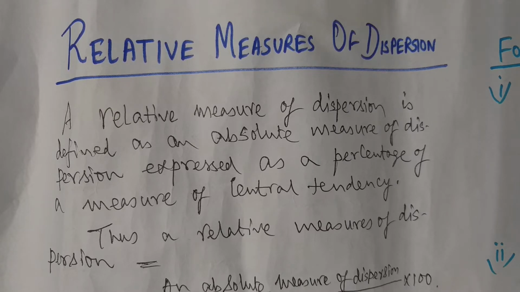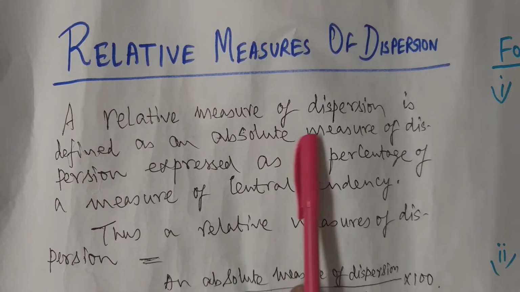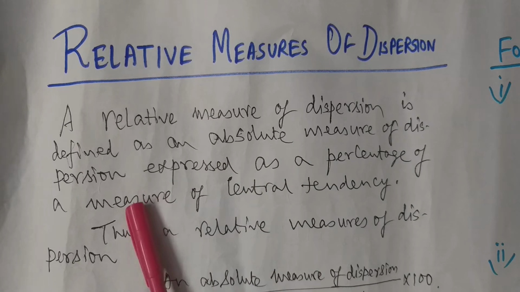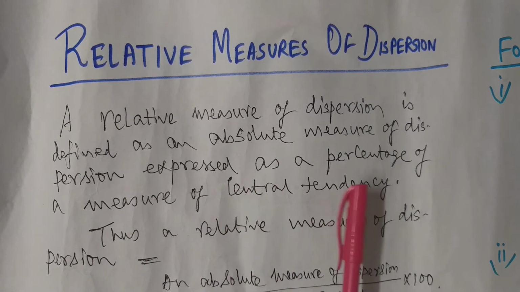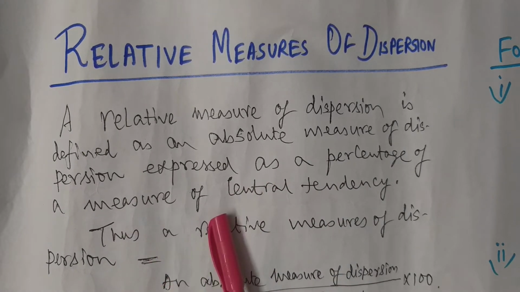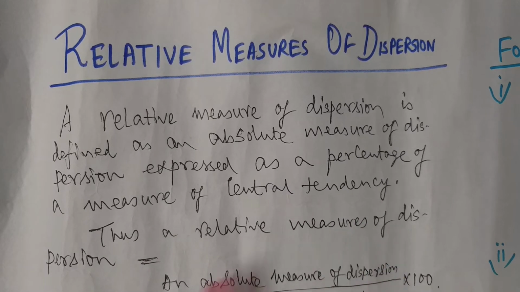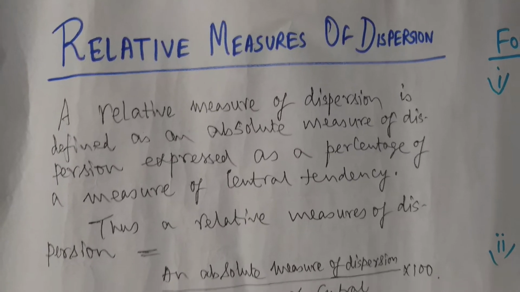Today we are going to discuss relative measures of dispersion. A relative measure of dispersion is defined as an absolute measure of dispersion expressed as a percentage of a measure of central tendency. Thus, a relative measure of dispersion equals an absolute measure of dispersion divided by a measure of central tendency, into 100.